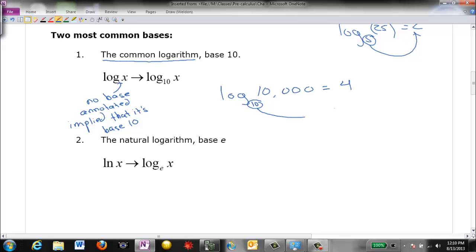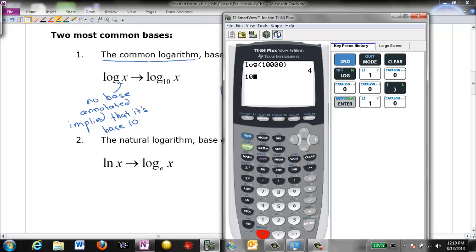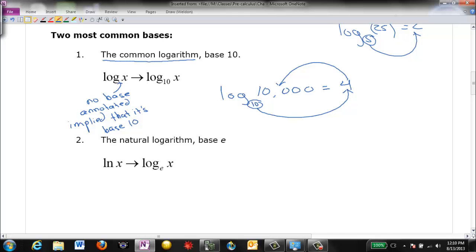So we're saying 10 raised to the 4th power equals 10,000. And that's definitely true. If you put 10 to the 4th into your calculator, you're going to get 10,000 back. Okay, and so that's a quick way that you can check your work there.